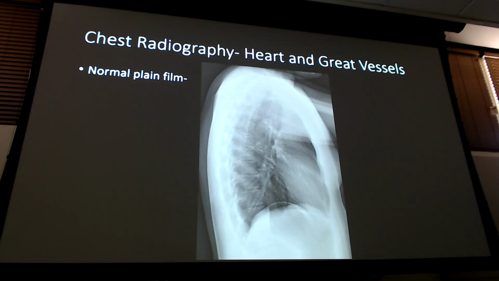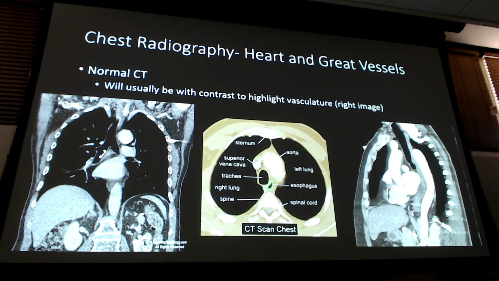Now, what is the issue with doing x-ray when we're trying to evaluate the great vessels in the heart? We can't really see what's going on the inside, and that's what I care about. Sure, maybe I can notice something large, but I need to be able to see what the heck's going on on the inside. And this is when we jump to CTs and use contrast. This is all normal. We'll briefly go over it, right?